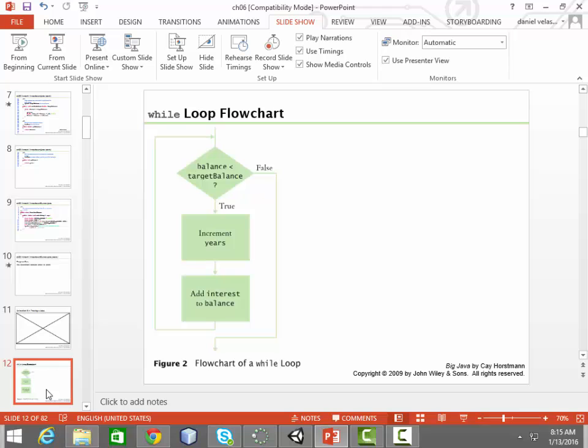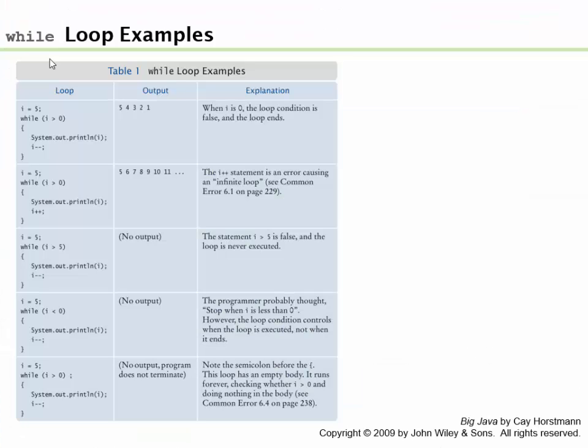But notice we use the diamond just like we do with an if statement. This time we're having the condition control the loop. So here's an example of some loops, trying to figure out what it's going to print out.